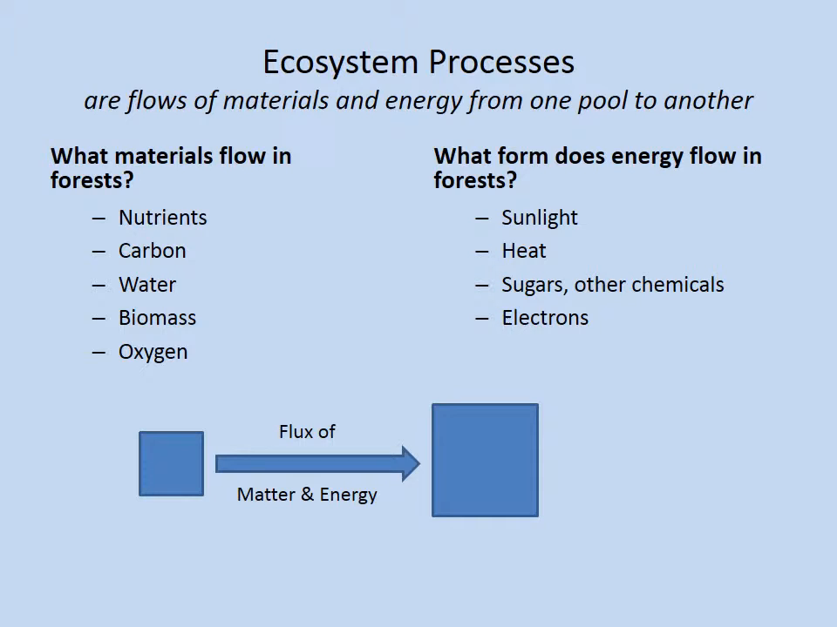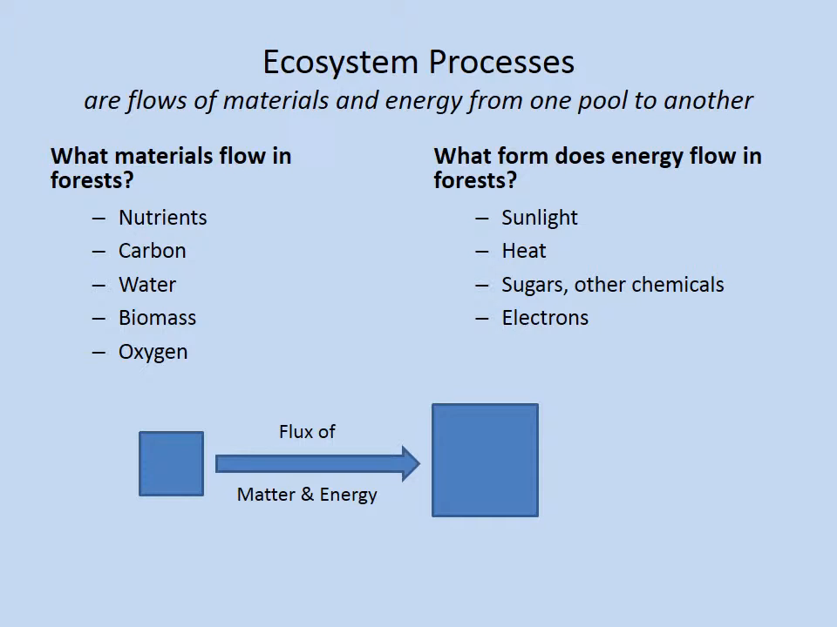Water also flows through forests. It enters the ecosystem as rain and snow, and it leaches into groundwater or leaves the ecosystem through evaporation and transpiration, or evapotranspiration. Biomass also flows in forests. It is important as forage for wildlife, and as fuel for wildfire, or we can remove biomass as timber products, including lumber, firewood, and pulp for making paper. Gases such as oxygen also flow in forests. Animals breathe in the oxygen that plants produce as a byproduct of photosynthesis.